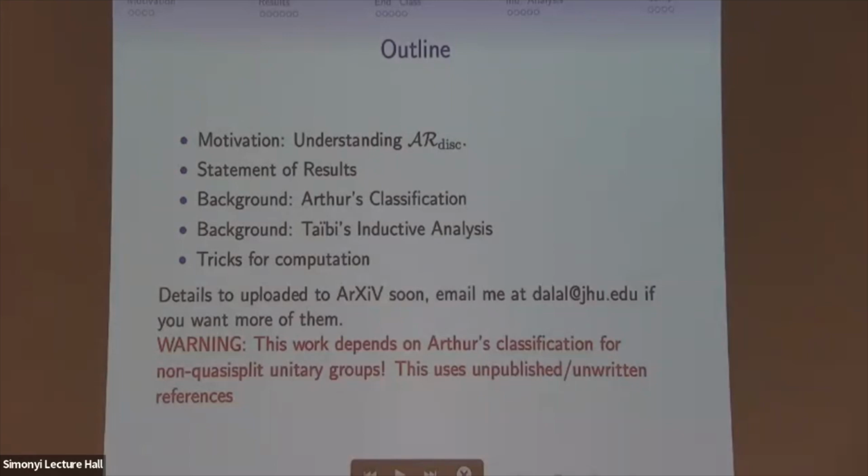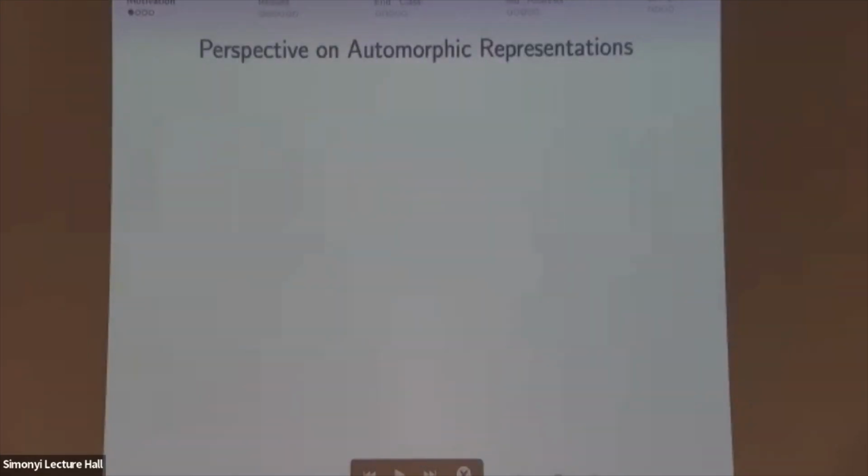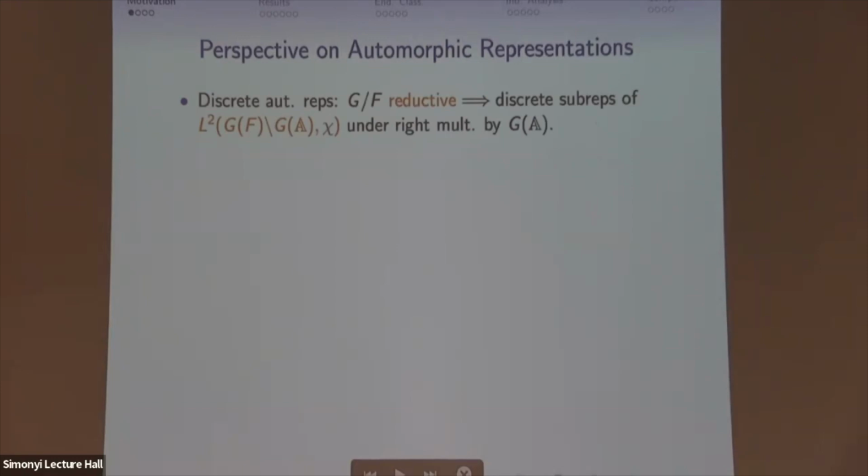Okay, so let's begin with the motivation. I'll start with a perspective on automorphic representations, just a quick way to get everyone on the same page. So we'll talk about discrete automorphic representations. We're going to take some reductive group G over F, and then look at discrete subrepresentations of the space of L2 functions on this specific quotient. And this is a representation under right multiplication by the adelic points of your reductive group.